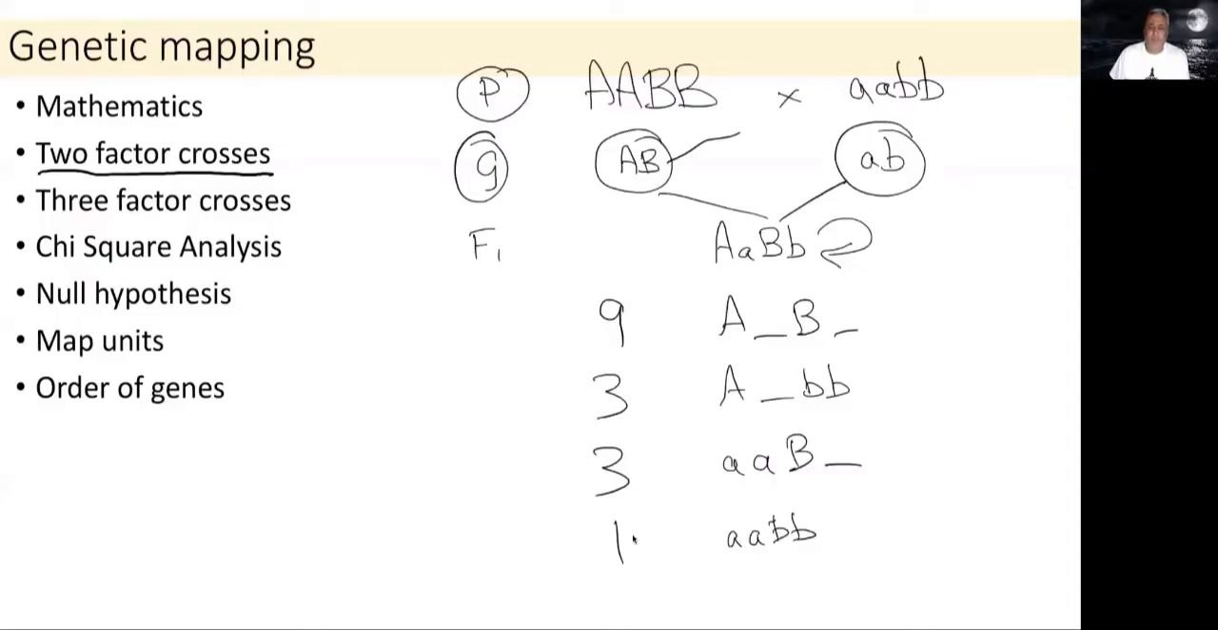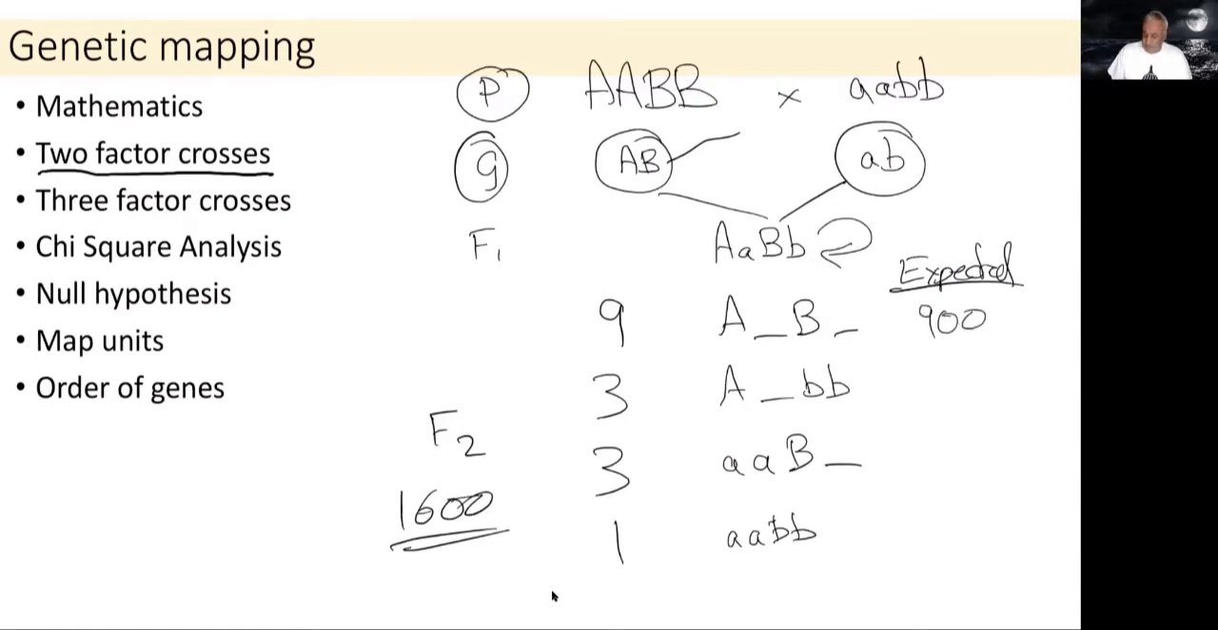Suppose we produce 1,600 F2s. How many of those would be of each of these phenotypic classes? We would say that the expected number, based on our understanding of no linkage, would be 900 of that type, 300 of that type of phenotype, 300 of that, and then 100 of that. And the total should add up to 1,600. So those are the expected.